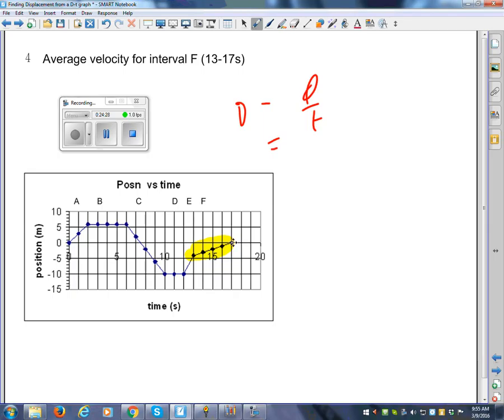The final position is position 0. So it's 0 minus -4, all over my time, which is 10, 11, 12, 13 to 17. 17 minus 13, which is going to be 4 over 4, which is 1.